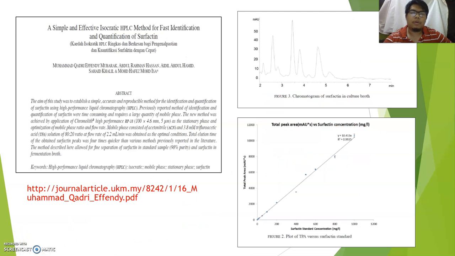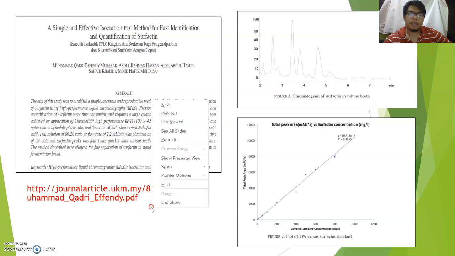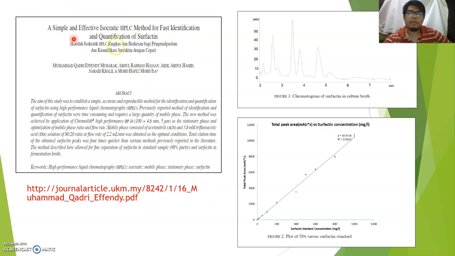Let me show you how I use the knowledge of the graph to write a research paper. This is a research paper that I did when I was doing my master's with Dr. Abdul Rahman, with Dr. Aida from UKM, Prof. Sahib from UKM, and Dr. Muhammad Hafiz bin Muhammad Isa.